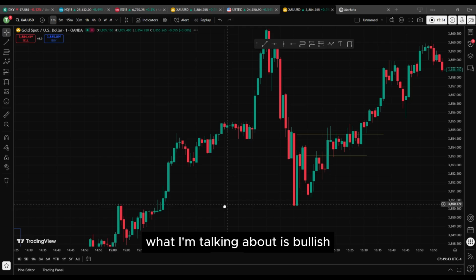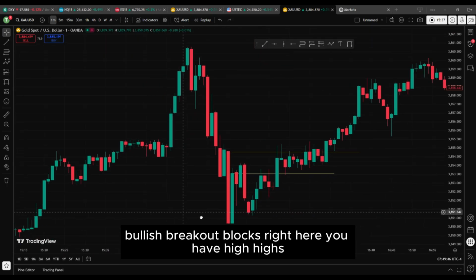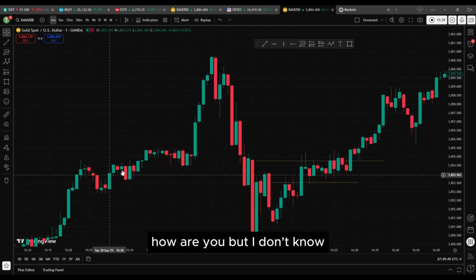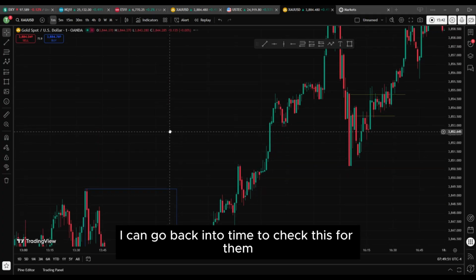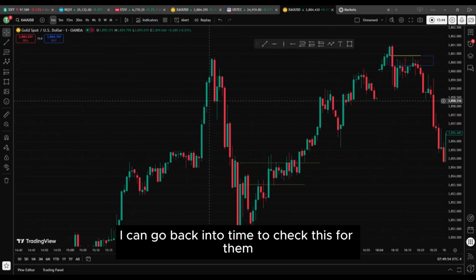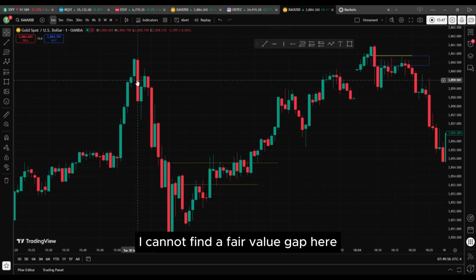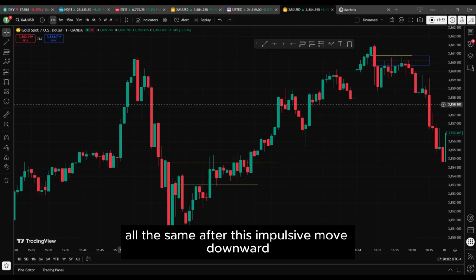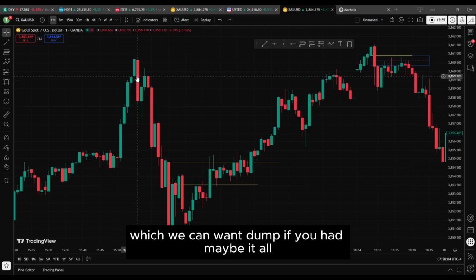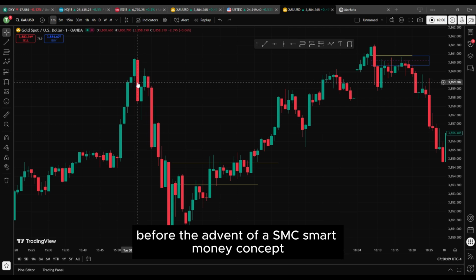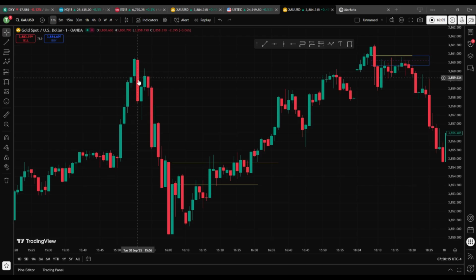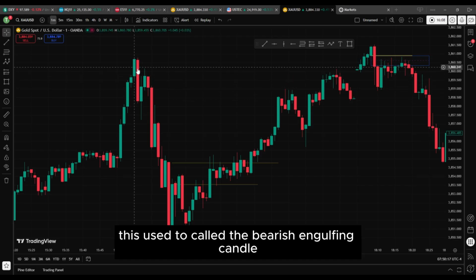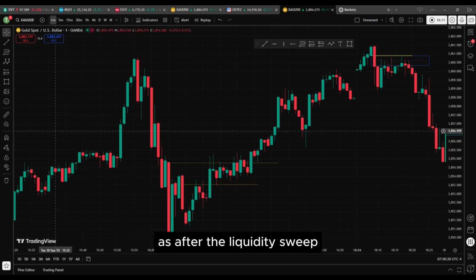What we're talking about is bearish breaker blocks. Right here, we have higher highs. But then we cannot find the fair value gap here, but the price still retraced into it all the same after this impulsive move downward. Before the advent of SMC, smart money concept, this used to be called the bearish engulfing candle, where this candle formed and then there is an impulsive move downward after the liquidity sweep.